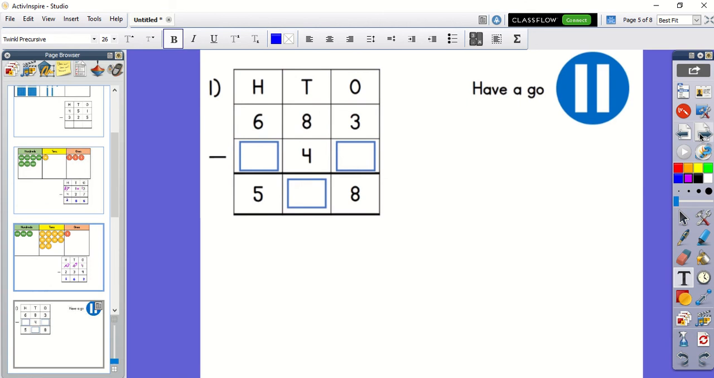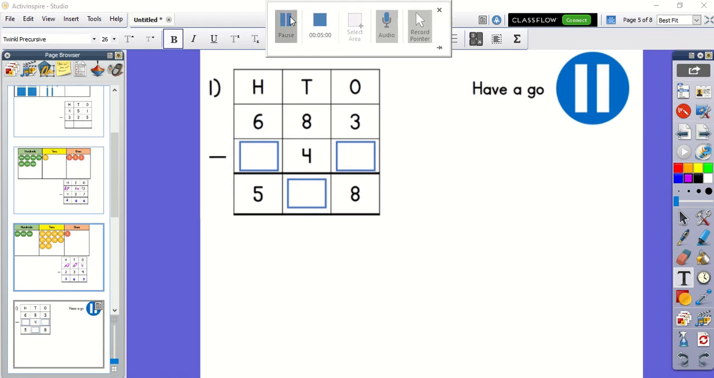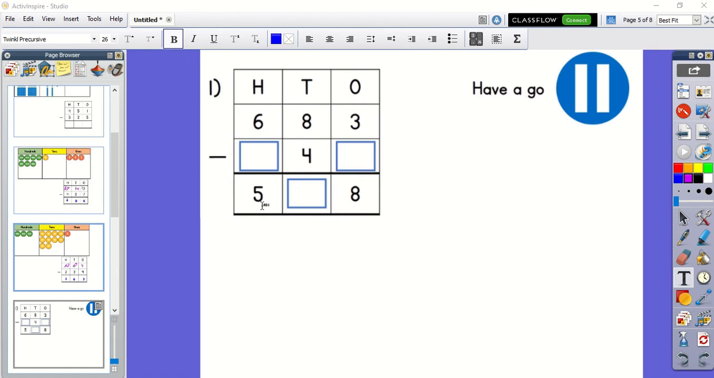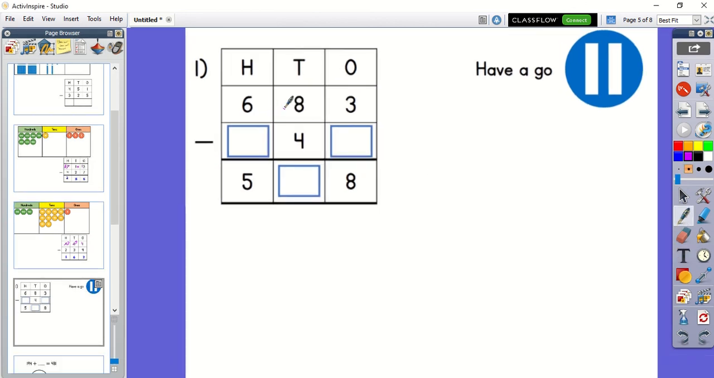Here we've got a missing number question. Using the skills that we used yesterday for missing number questions and the skills you've learned today, see if you can solve this question. So we've got 683, take away something and 40 something. And that gives us an answer of 500 and something 8. Well, 3 take away something gives me 8. Well, I must have borrowed a 10. So let's give myself a 10.